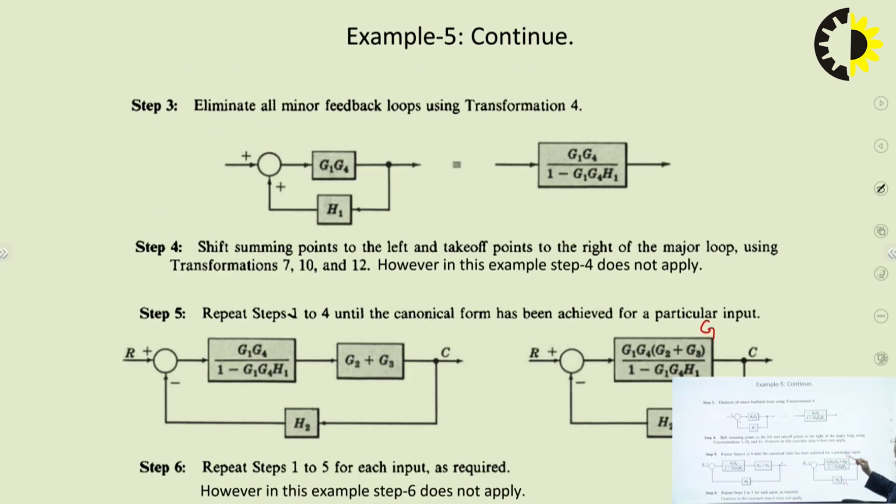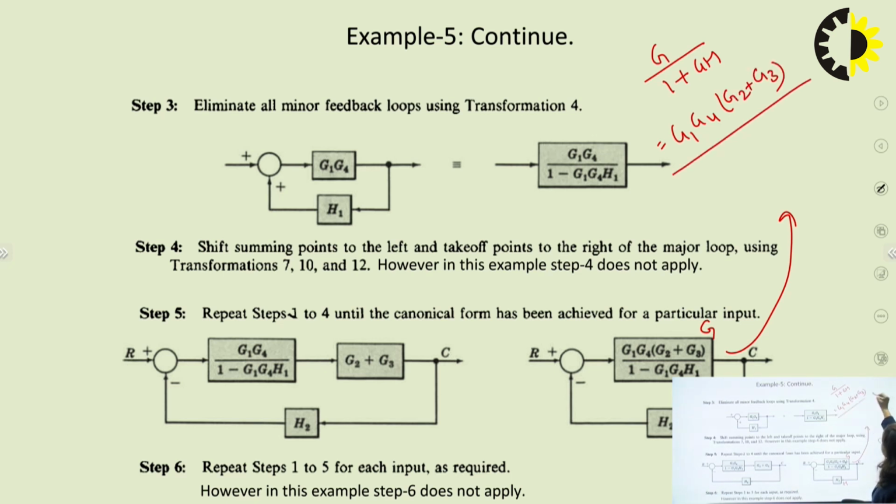So we can simply replace this overall block by G upon 1 plus GH, where G is G1 G4 into G2 plus G3, upon, when we take G into H, 1 plus, then this function will be 1 minus G1 G4 H1 plus G1 G4 H2 into G2 plus G3. So this is the overall function of this block diagram.